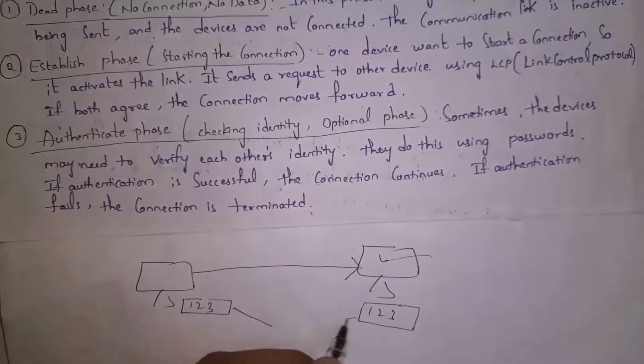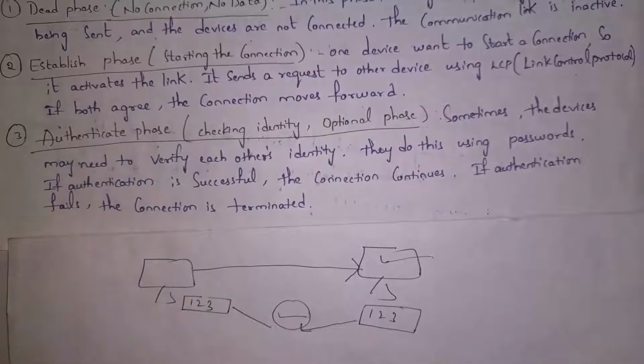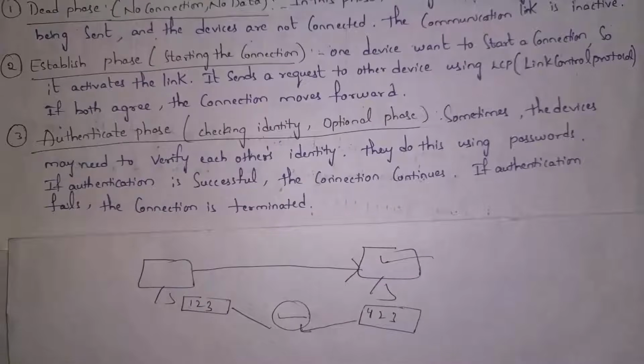If both passwords match, then connection is successful. They both can communicate with each other. For example, this computer will enter 123 and this computer will enter 456. As there is no password match, connection will be terminated. They cannot communicate with each other.